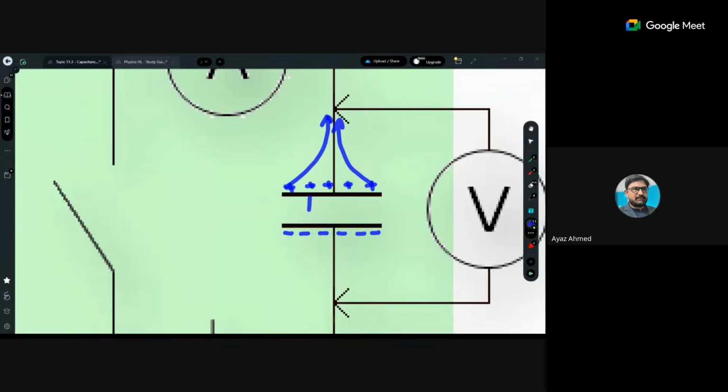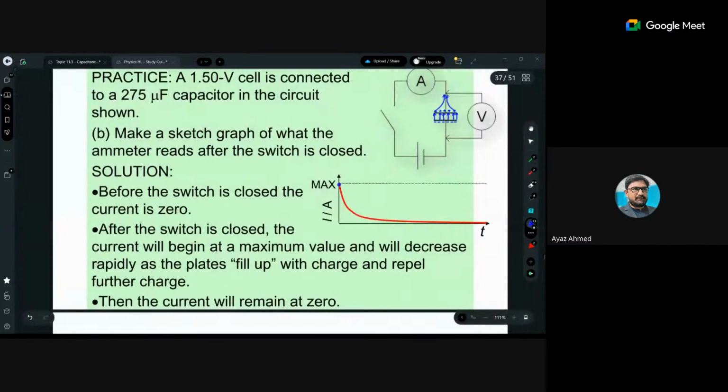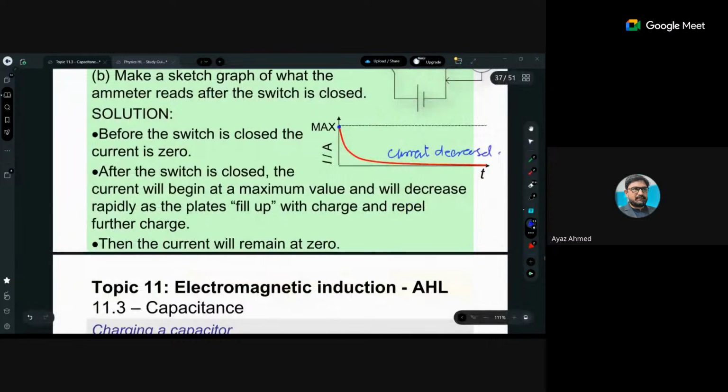But after that, an electric field developed across these plates. So due to that, the repulsion of electrons took place, and that's why the flow was opposed, right? When flow was opposed, the current decreases. Here the current decreases. So it takes time. Here is a very important line: after the switch is closed, the current will begin at the maximum value and will decrease rapidly as the plates fill up.